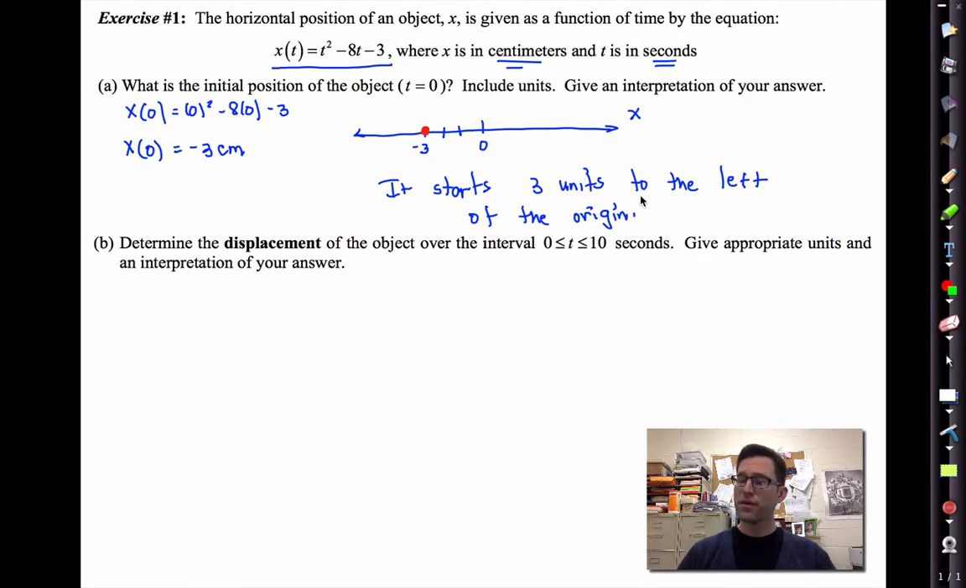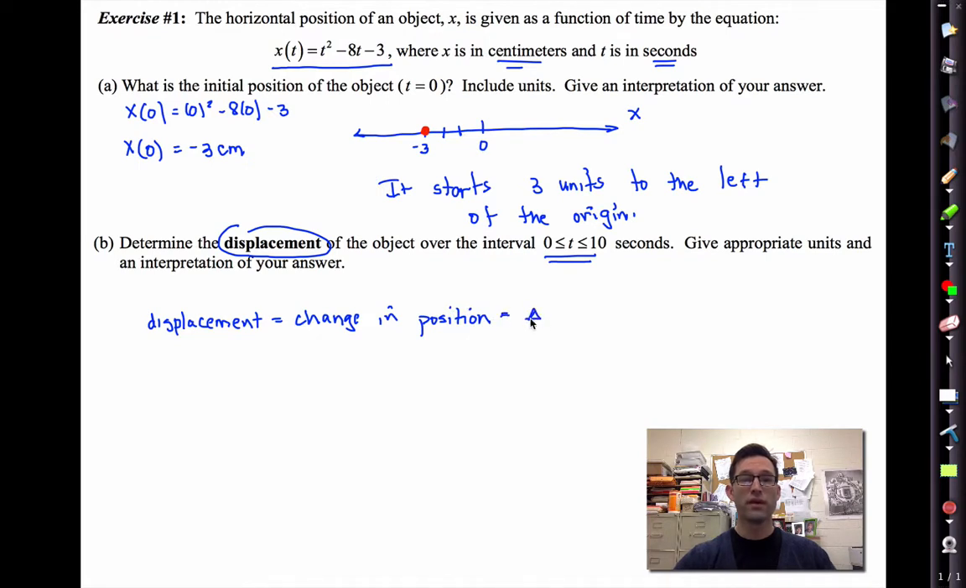The next problem asks us to determine the displacement of the object over the interval 0 to 10 seconds. Give appropriate units and an interpretation of your answer. So displacement, that's a new piece of terminology, but it's going to be very simple. The displacement is literally the change in position. We can actually use some nice mathematical symbolism for this. In this context, we'll call it delta x. It's the change in position.